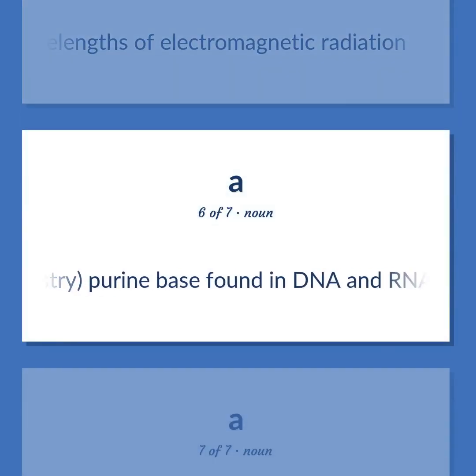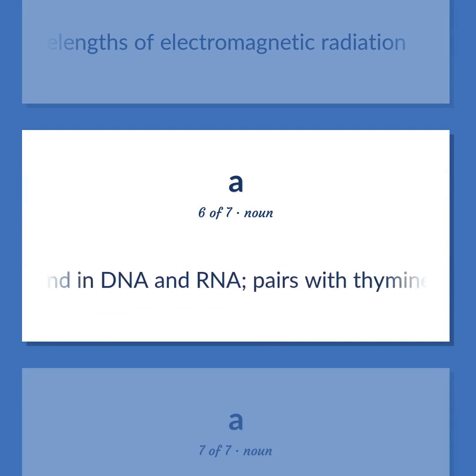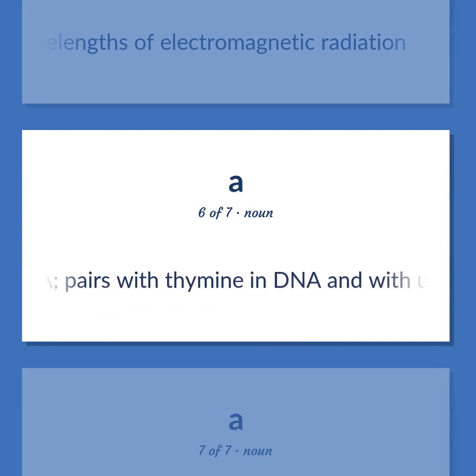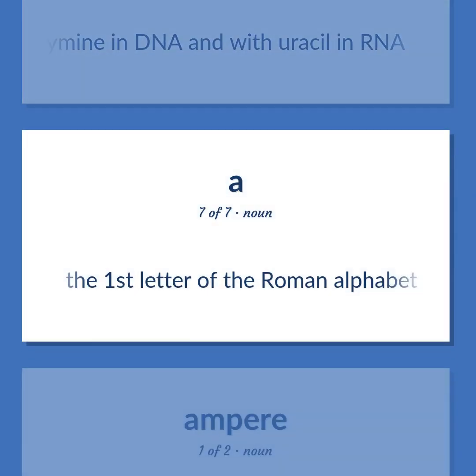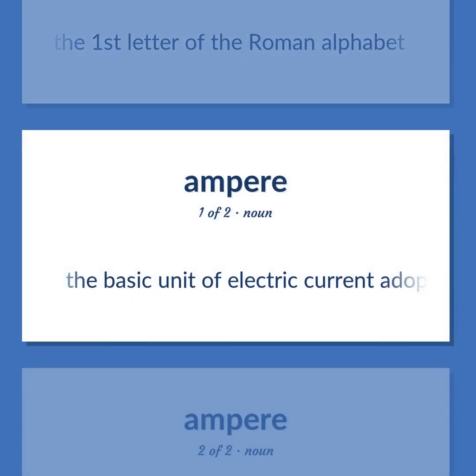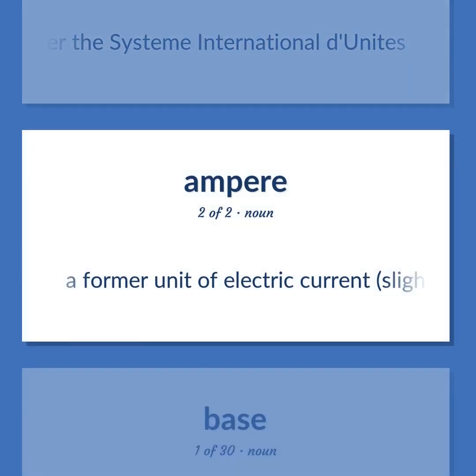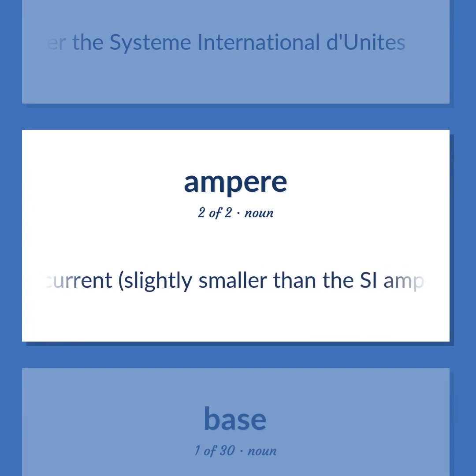Biochemistry, purine base found in DNA and RNA, pairs with thymine in DNA and with uracil in RNA. The first letter of the Roman alphabet. The basic unit of electric current adopted under the System International d'Unités. A former unit of electric current, slightly smaller than the SI ampere.